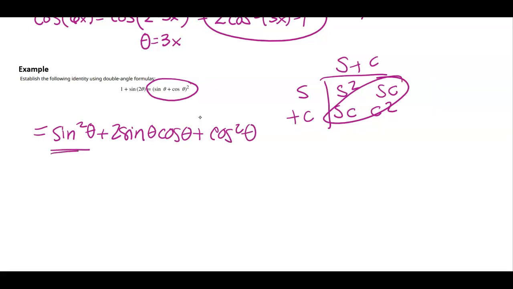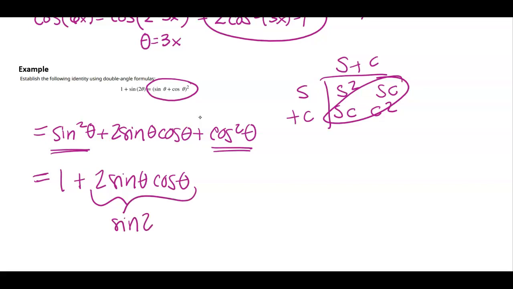I know from my Pythagorean identity that this combination of sine squared plus cosine squared is 1. And then this piece right here is the same as sine of 2 theta. And so I get this as 1 plus sine of 2 theta, which is exactly what I would like.